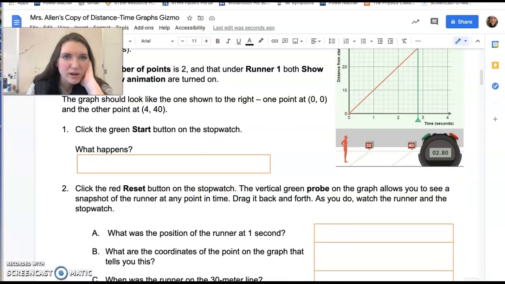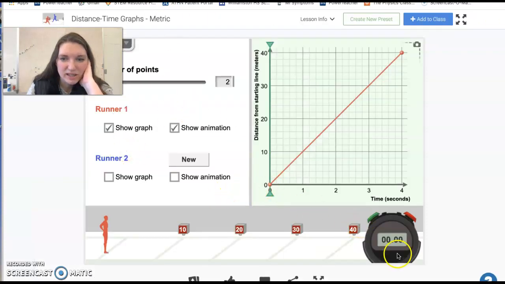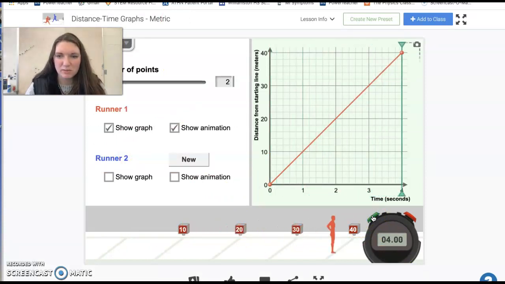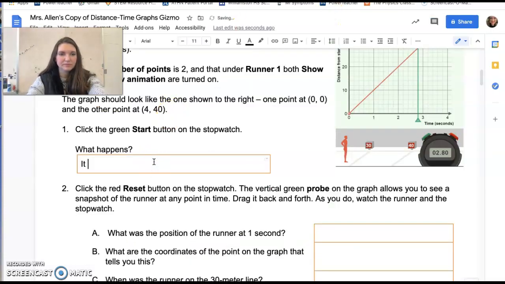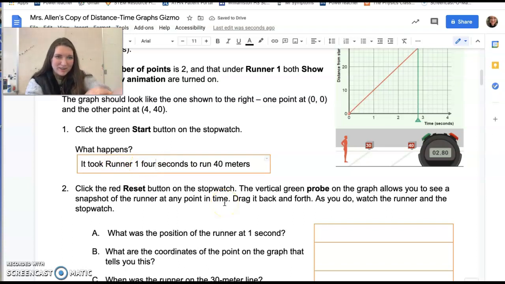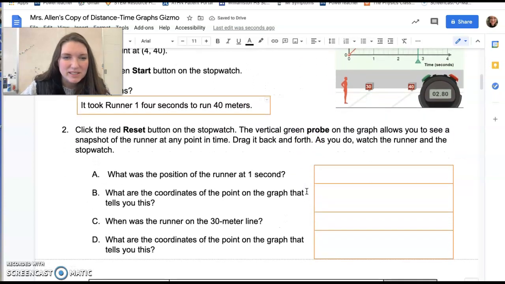So click the green Start button. Okay, let's watch what happens here. Okay, so it took them 4 seconds to run 40 meters. And generally, if the number is less than 12, you should write it out in letters instead of numbers, just so you know. Not a big deal.